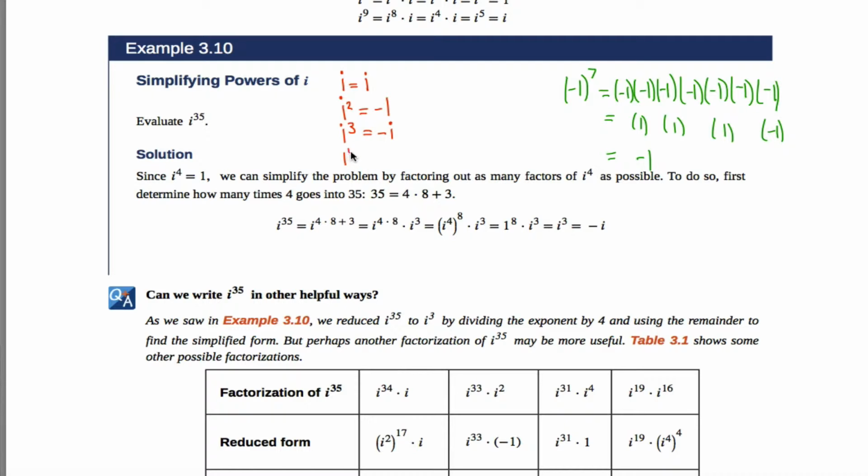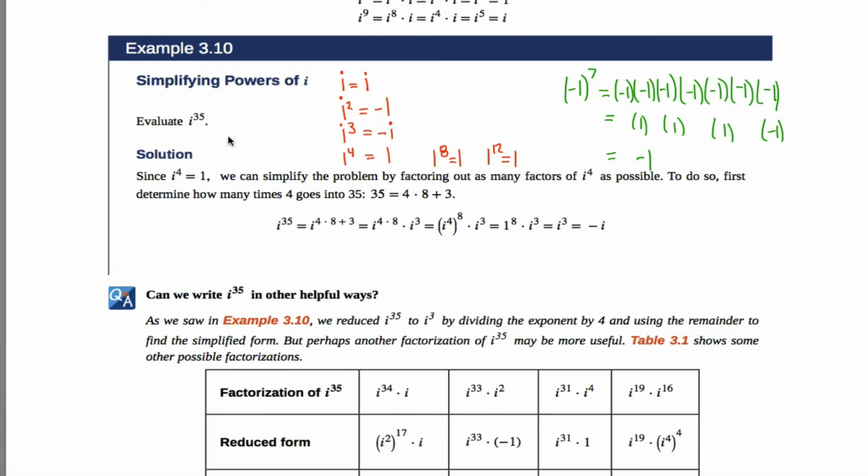And i to the 4th power, well, you can either think about that as i cubed times i, or as i squared times i squared. I like to think about it as i squared times i squared. i to the 4th is i squared times i squared, which is -1 times -1, which is +1. And the fact that i to the 4th is +1 will be really useful, because that'll also tell you that i to the 8th power is +1, and i to the 12th power is +1.